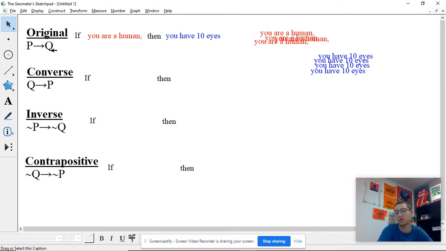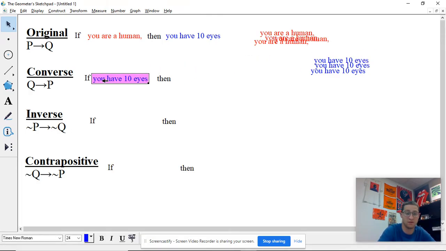Okay, so let's look at the converse first. The original is if you are a human, then you have 10 eyes. Now the converse, okay, notice where we have switched. It was if P then Q, now it's if Q then P. So I'm switching my order here, right? This is essentially you flip the hypothesis and the conclusion. So now I'm going to put if you have 10 eyes, then you are a human. Okay, so that's how you can see the colors, right? That's how we would write the statement.